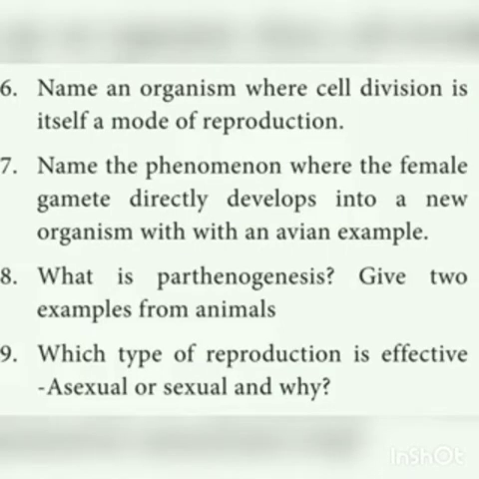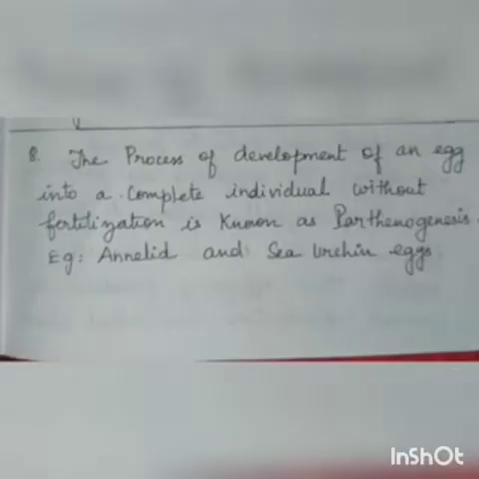Eighth one, what is parthenogenesis? Give 2 examples from animals. The process of development of an egg into a complete individual without fertilization is called parthenogenesis. I repeat, the process of development of an egg into a complete individual without fertilization is called parthenogenesis. Without fertilization means the egg does not fuse with the male gamete. Examples: annelid and sea urchin eggs.